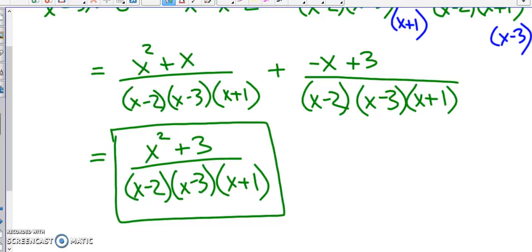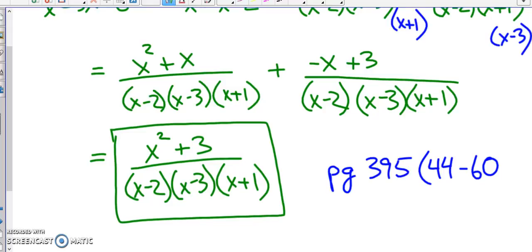And the assignment for this section is on page 395. On page 395, I need 44 through 60 even. Make sure you label these notes with the section number when you get them checked off. Just a reminder.